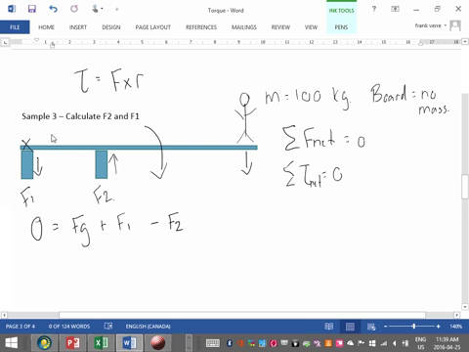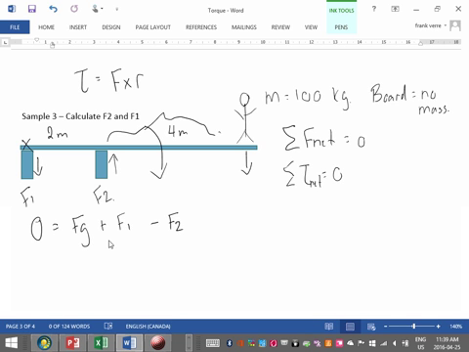Sorry, I apologize. Let's say this is 2 meters, and let's say that this is from here to here. Let's say from here to here is 4 meters. Okay. So the diving board is 6 meters long. From F2 to the end of the diving board is 2 meters. From the person to the end of the diving board is 6 meters.